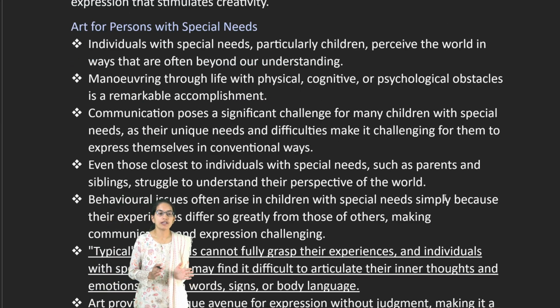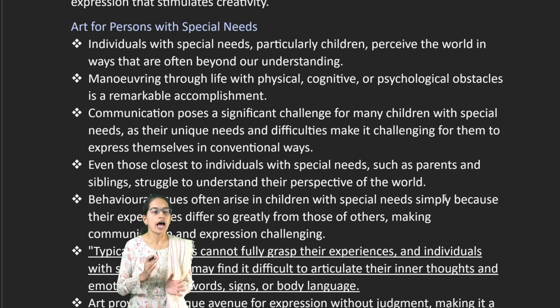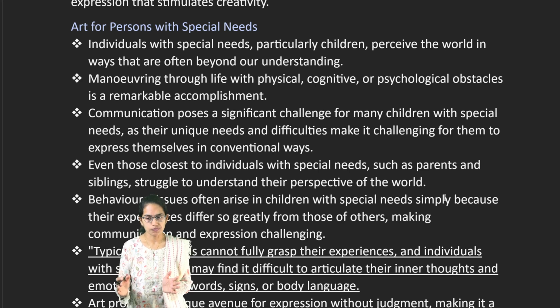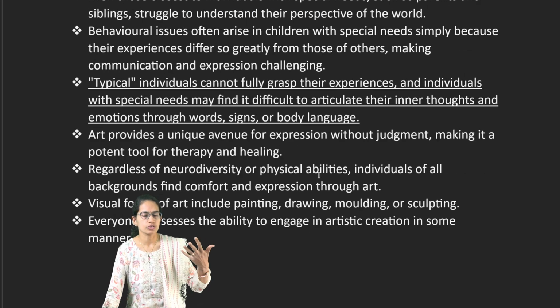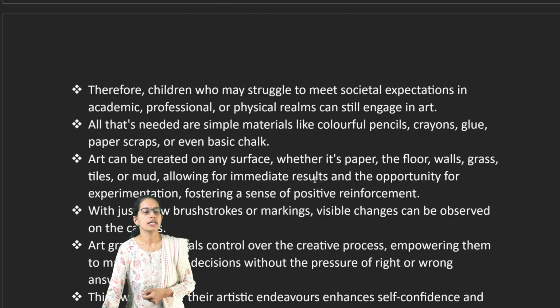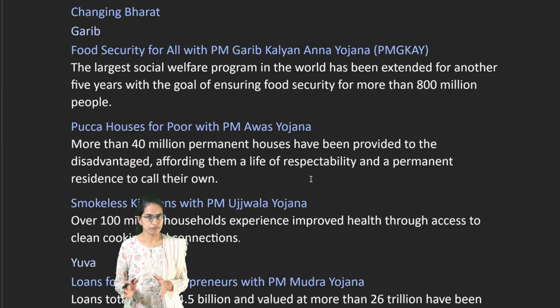Specifically for people with special needs, art has been one of the boons, and this is an aspect where they can grasp their experiences and work through their emotions through the paintings, right? So those are some of the things that have been covered here.